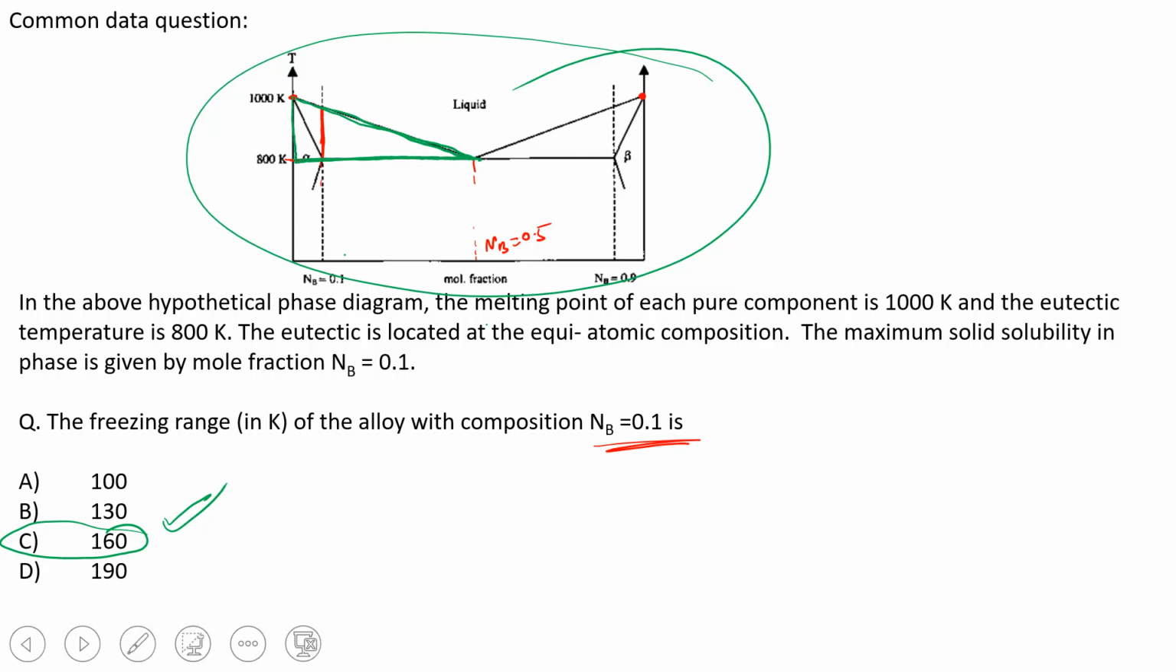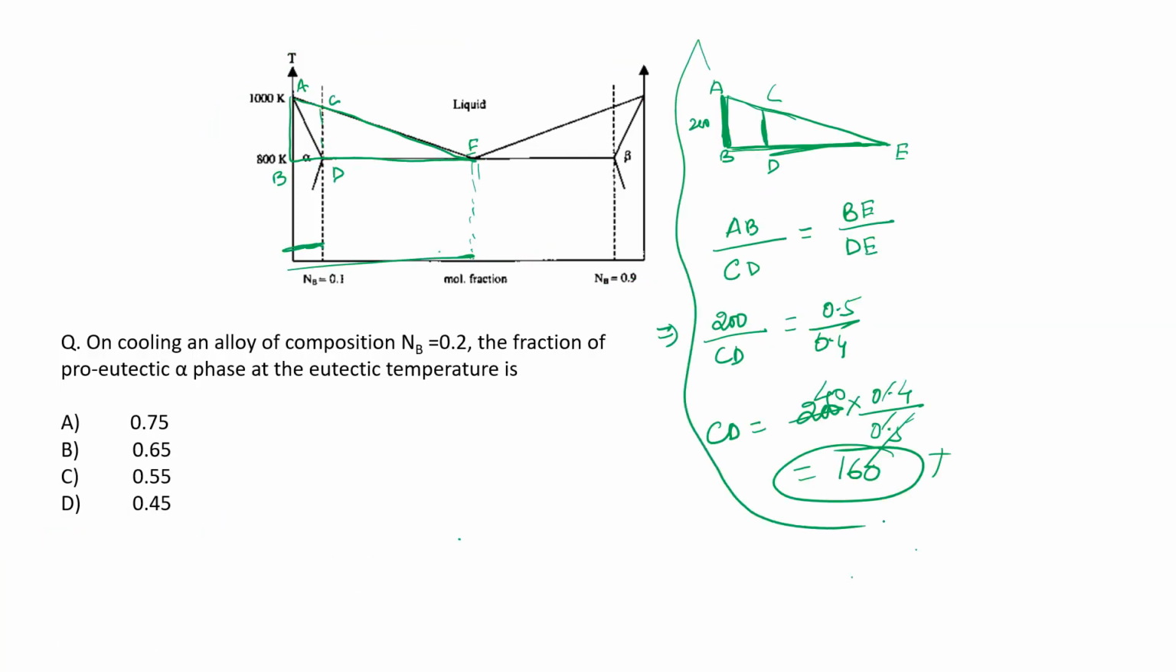Next, let us see. I have solved the second part, sorry for that. On cooling an alloy of composition Nb equal to 0.2, let us take any alloy Nb 0.2. The fraction of pro-eutectic alpha phase. Pro-eutectic means before the eutectic line, right? At the eutectic temperature, so 0.2. So before eutectic, we'll take the position just above this line. So the tie line will be our DE, right?